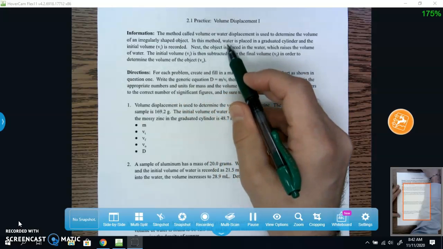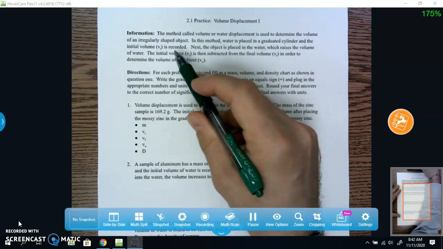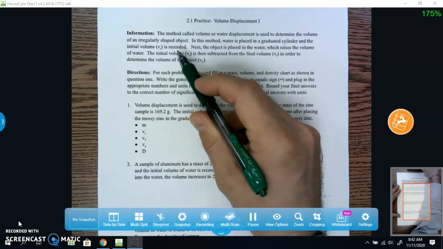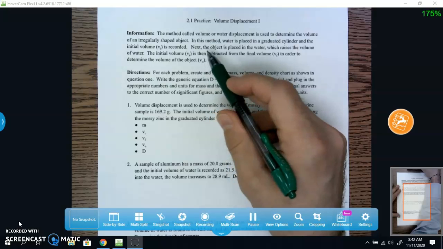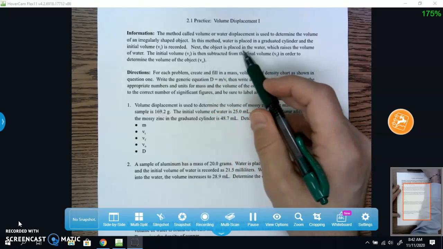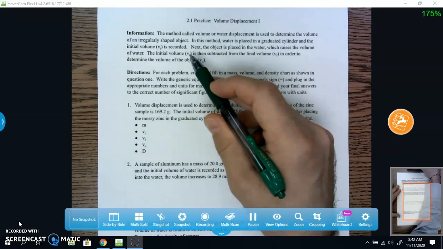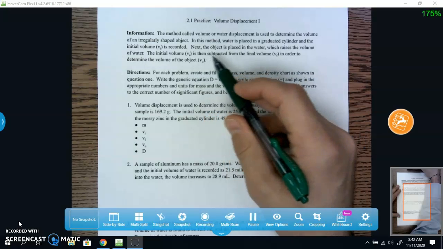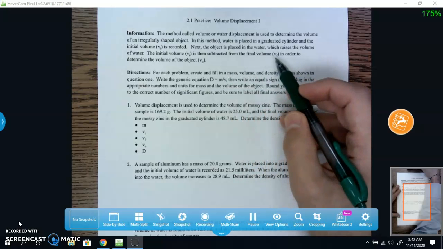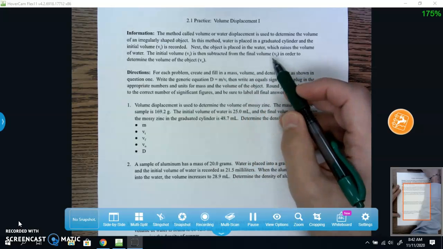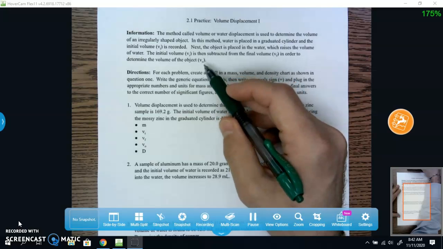In this method, water is placed in a graduated cylinder. The initial volume, the VI, is recorded. Next, you carefully place the object in the water, in the graduated cylinder, which raises the volume of the water. The initial volume is then subtracted from that bigger final volume, the VF, in order to determine the volume of the object, which is called the VO, the volume of the object.